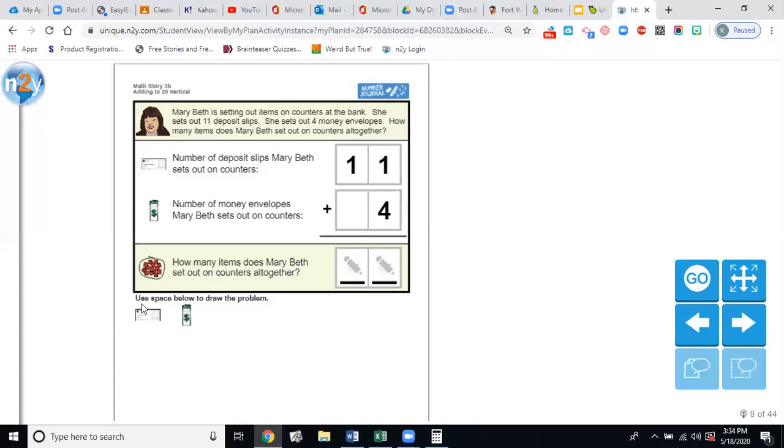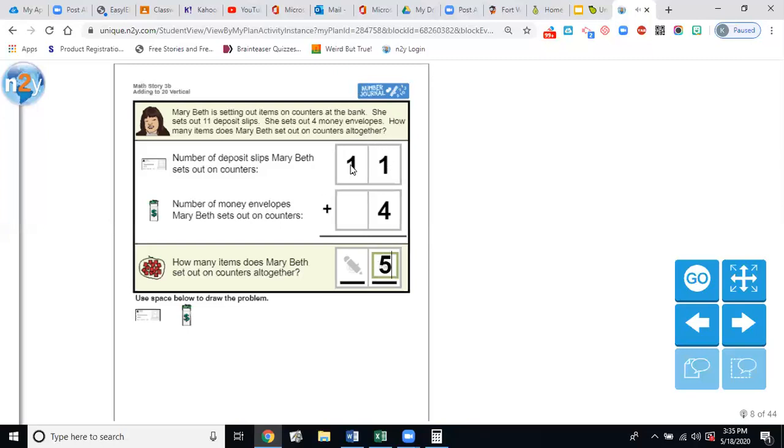And then if you notice, they give you some space to draw out the problem. So if you need to draw out 11 and then 4 items, you could use the tally mark, but you don't have to. Okay, so 1 plus 4, starting over at the right. What's 1 plus 4? 5. 1 plus 4 is 5.